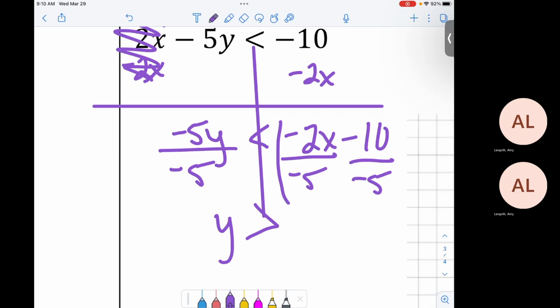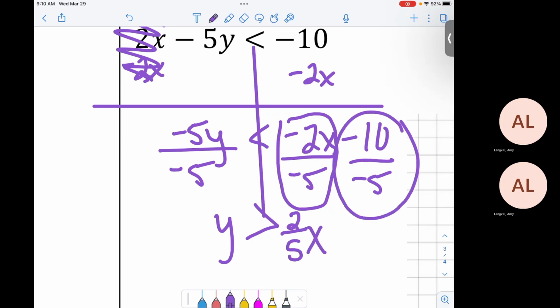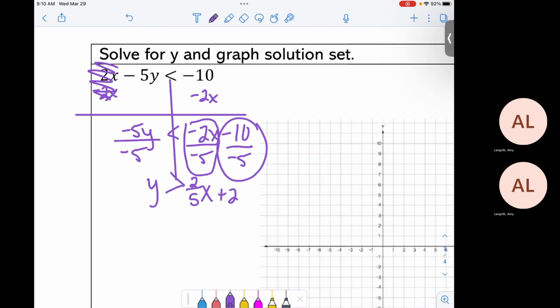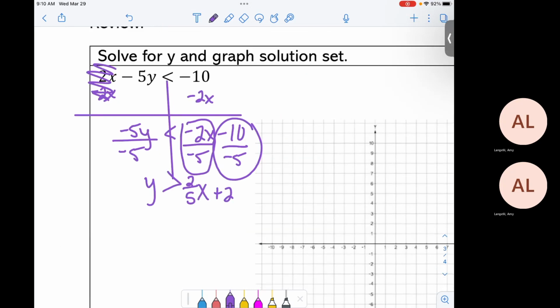Reduce. It's just a positive 2 over 5. Oh, positive, yeah. You could do that. And you guys can definitely do that. Reduce. Yes. All right. Now what should I plot first? The 2 over 5 or the 2? The y-intercept of 2, and then we'll do the 2 over 5.